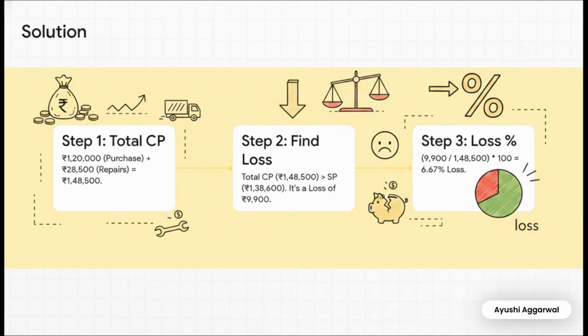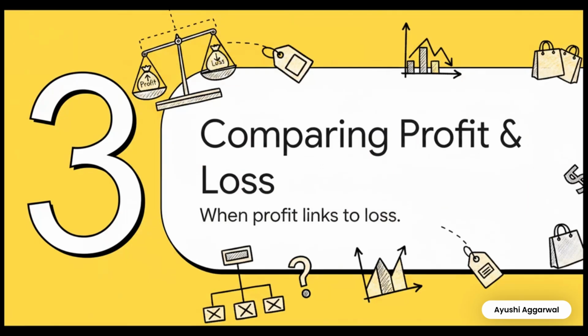And finally, step 3, let's calculate the loss percentage. Remember the formula? It's loss divided by CP times 100. So we do the math, and the answer comes out to a 6.67% loss. Okay, time to level up a bit. Now we're going to look at questions where a single item is sold at two different prices, and we have to compare the profit from one sale to the loss from another. This is a really popular question type in exams, so pay close attention.